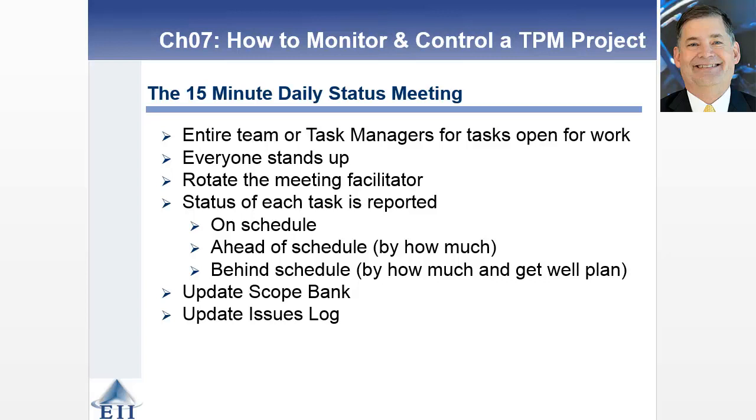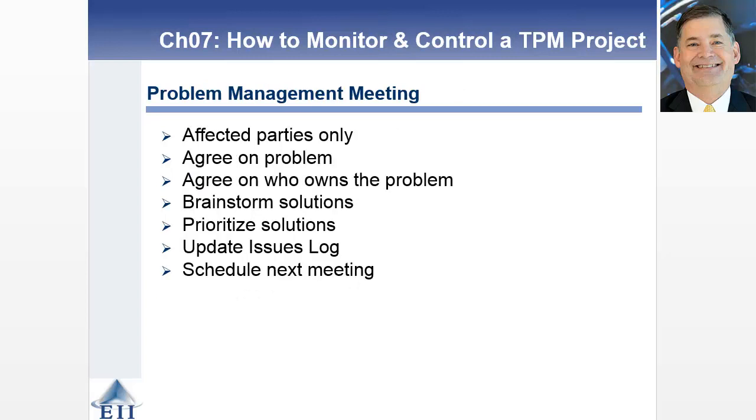Do want to go back and re-emphasize this idea of a 15-minute daily status meeting and the importance of doing this meeting. Talk a little bit about this idea of rotating the meeting facilitator, so it's not always the project manager. Everyone gets to buy in. And this idea of, are you on schedule, ahead of schedule, behind schedule, and then, how are you going to catch up? And then that leads to an update of the scope bank and leads to an update of the issues log that you're tracking for a particular project.